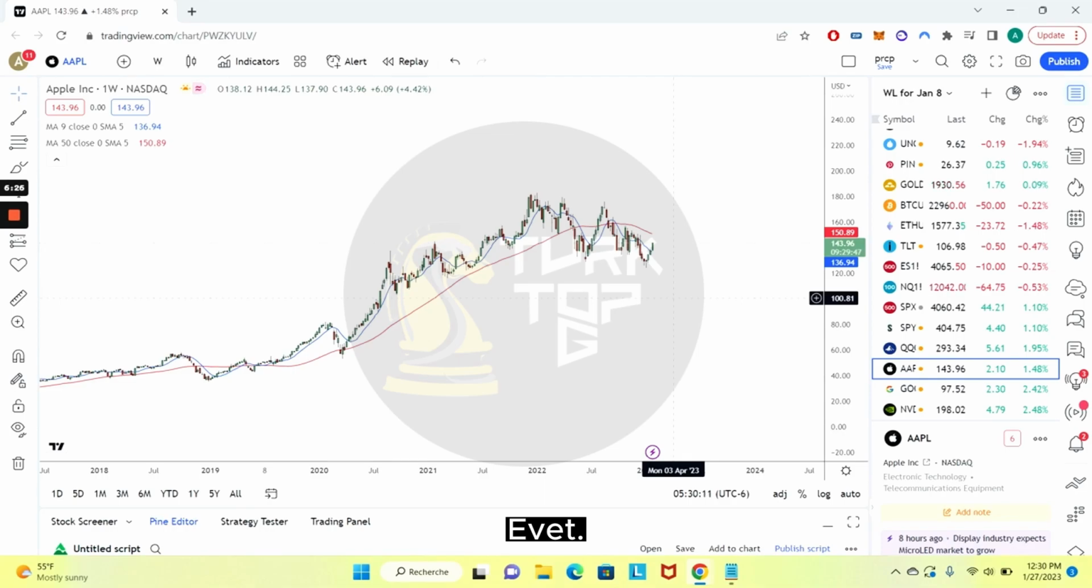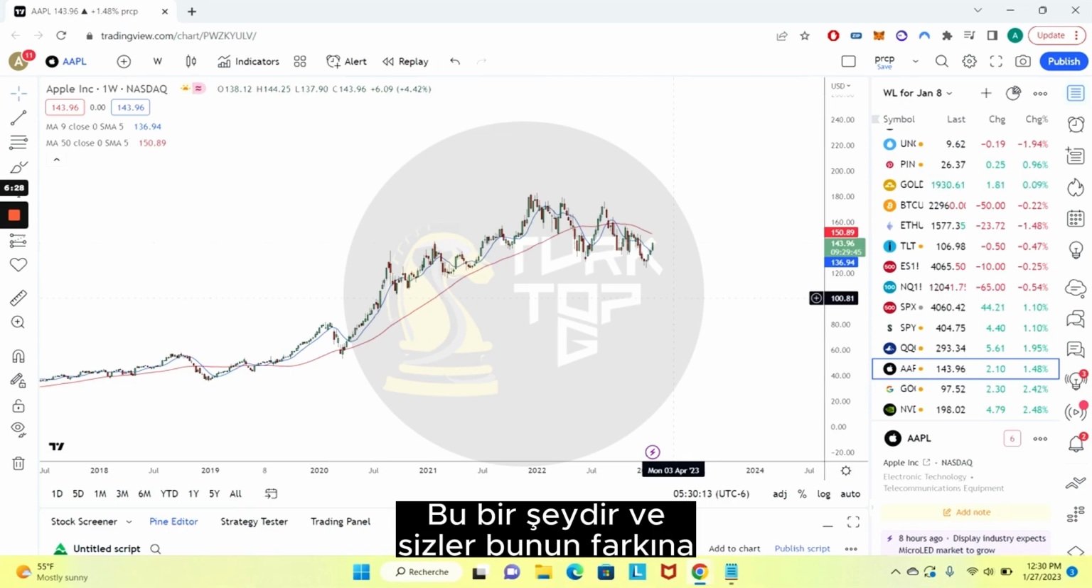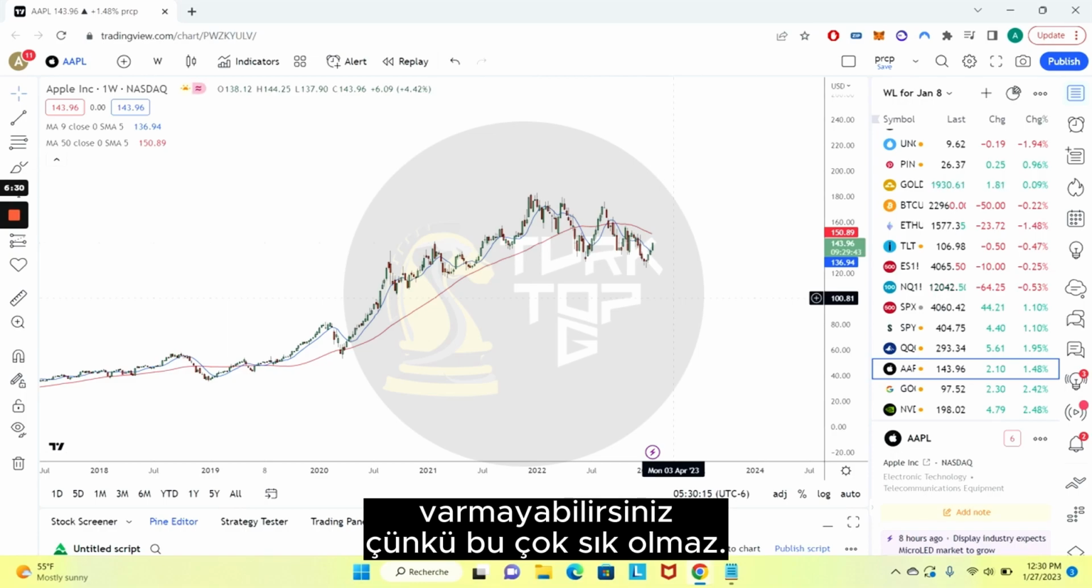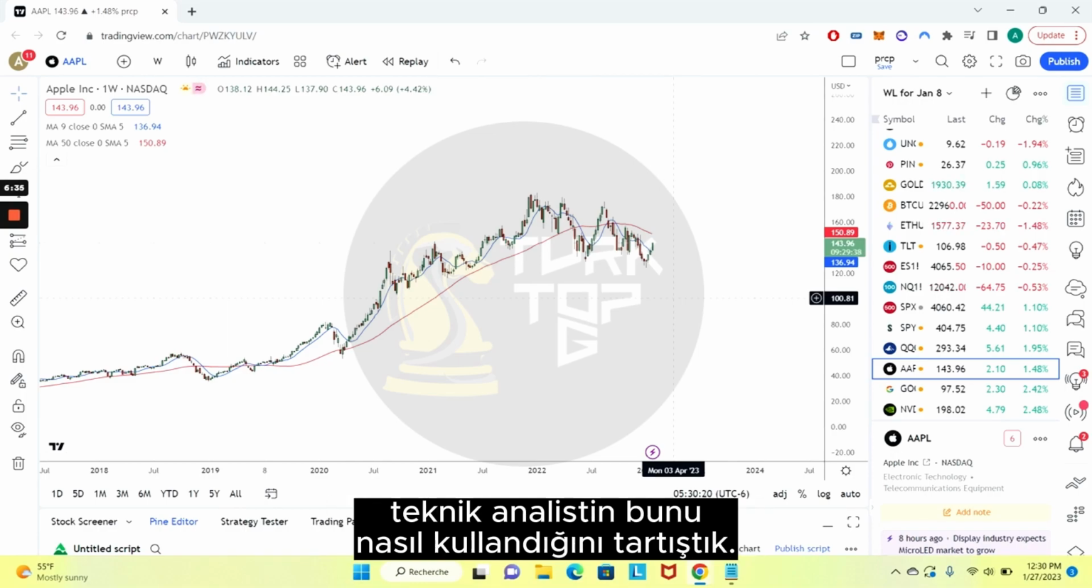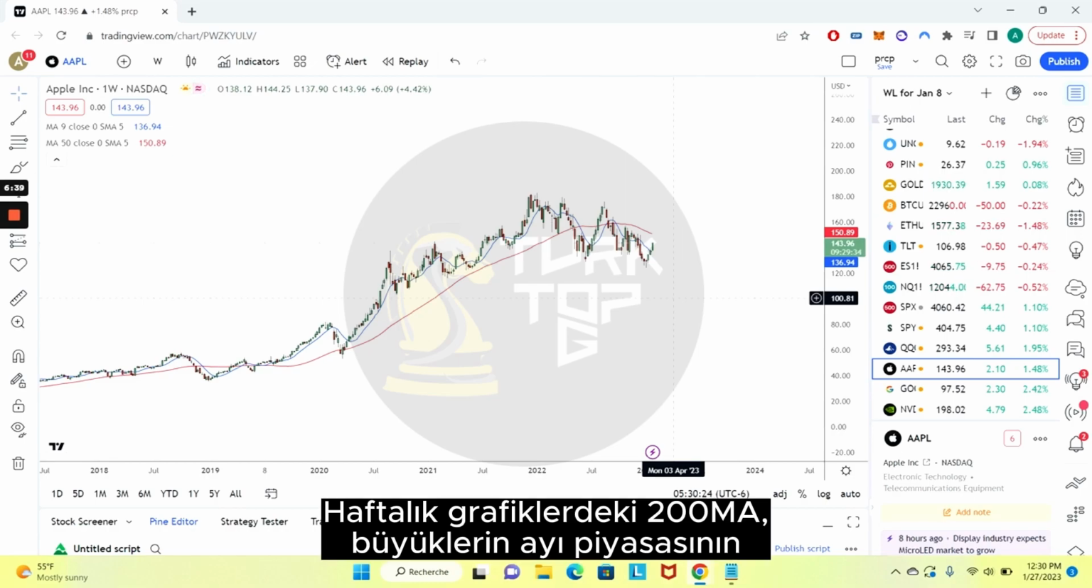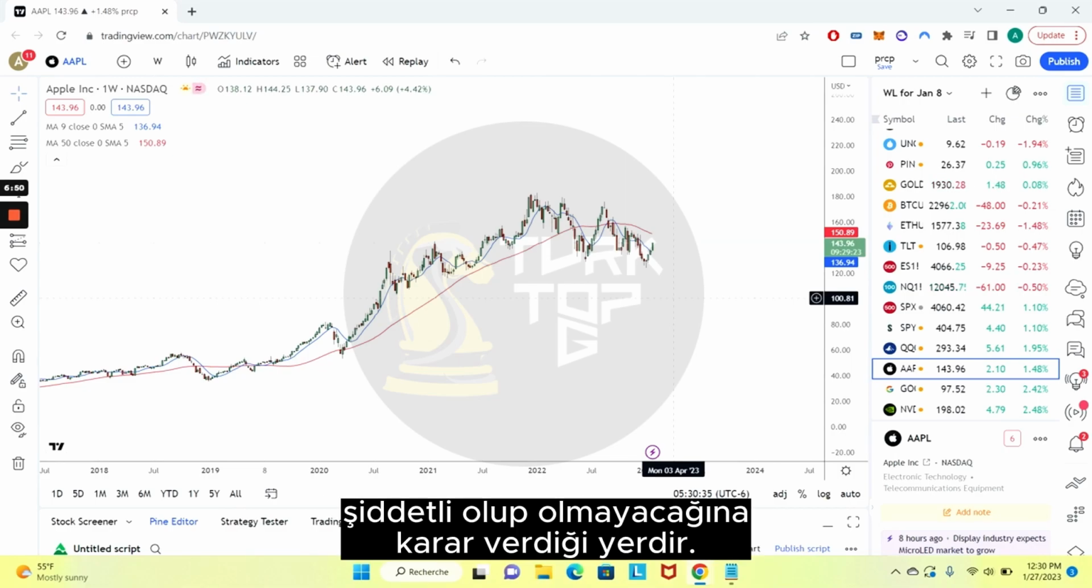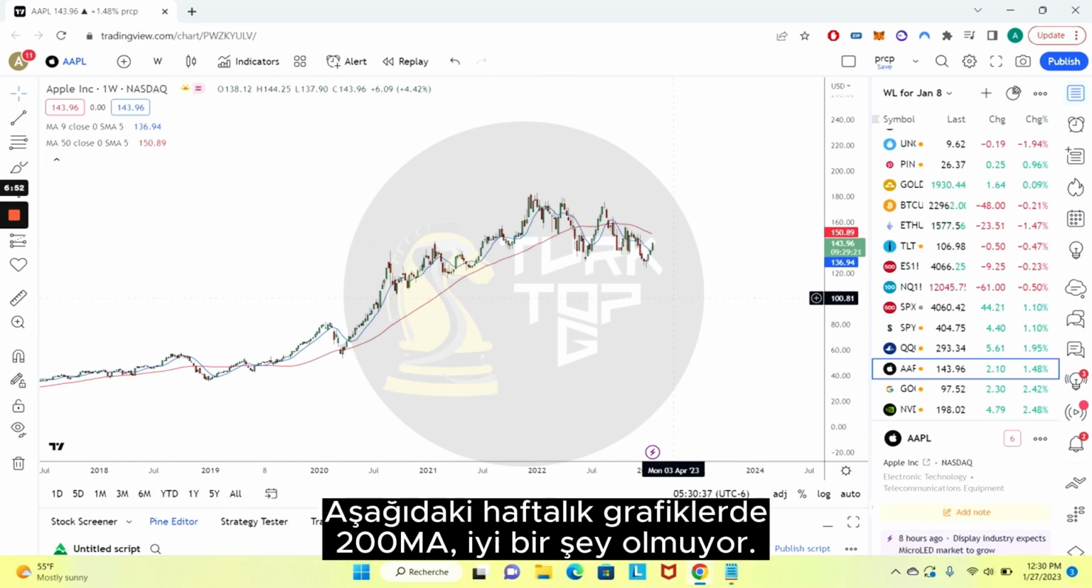Yes, this is one thing, and you might not realize it because it doesn't happen too often. We discussed the importance of the 200 MA on the daily charts and how most technical analysts use it quite a bit. The 200 MA on the weekly charts is where the big boys decide if the bear market is going to get severe or not. The 200 MA on the weekly charts, below that nothing good happens.